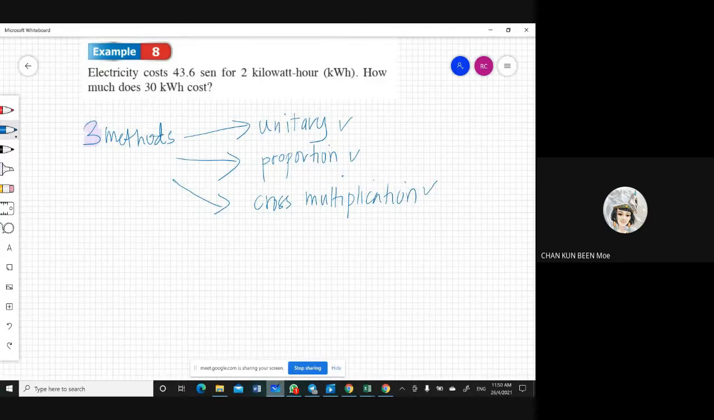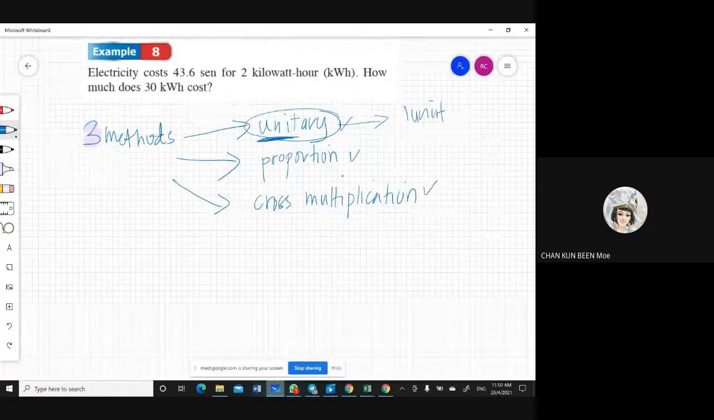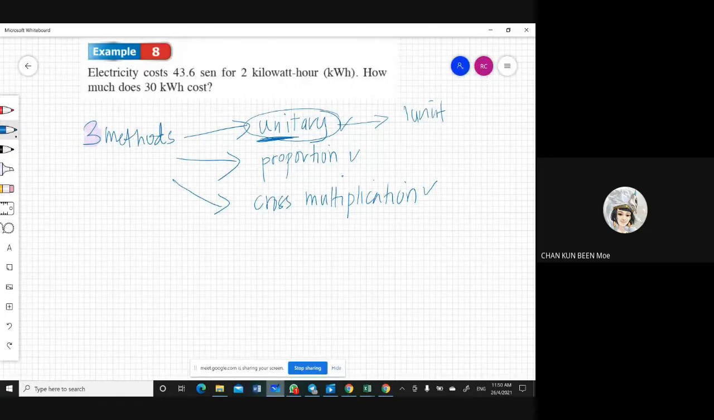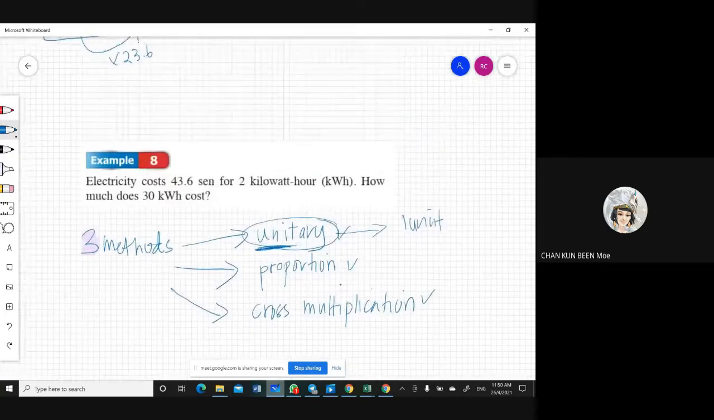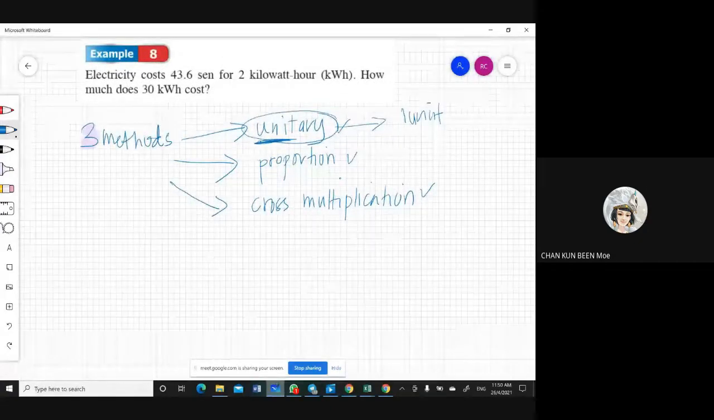So we are going to learn how to use each of these to find out the answer. First of all, we are going to use unitary method. What does it mean? It's very simple from the word unit, meaning that you are going to convert the information into 1 unit first. Then the proportion method is just like the one that we did in example 7. And then the cross multiplication method.